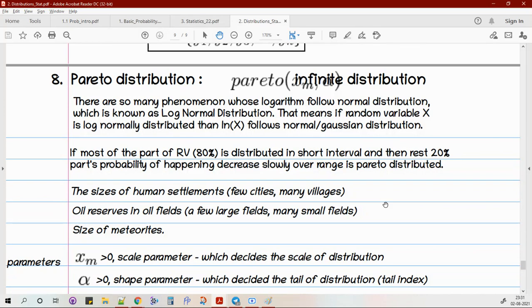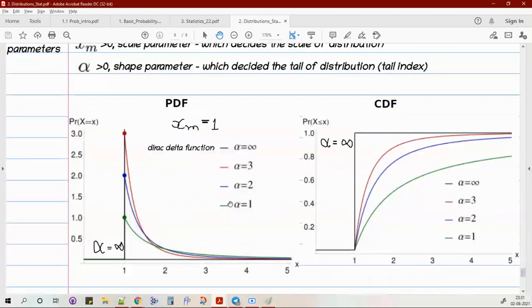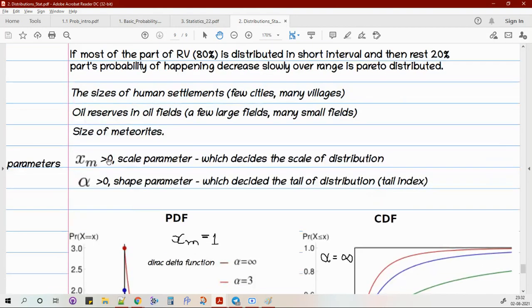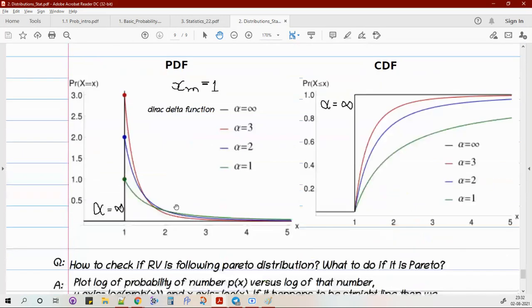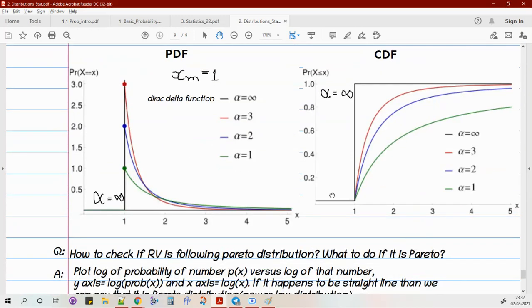Okay. Pareto is also one of the infinite distributions. Pareto is something like this: all the values of x, or your random variable, are highest around your expected value, or you can say mu. xm is one of the parameters, the scale parameter, and alpha is the shape parameter, which defines how fast it will fall, right? It is defined by the alpha, like that, right?